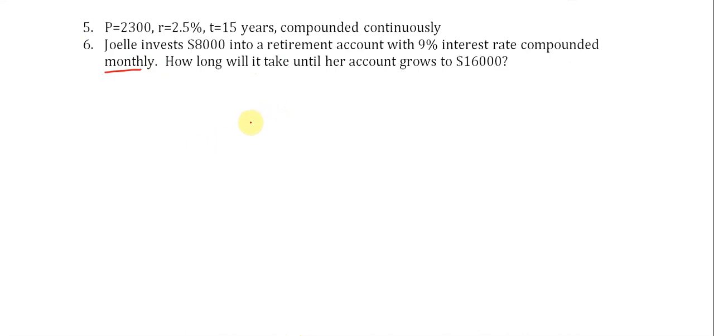And so we set it up as follows. We start with the principal of 8,000, and it is going to be 100% plus the rate, 9%, divided by 12, because we're compounding this monthly. And we're going to do this 12 times per year for some unknown number of years, or t here. And we want this amount to grow into 16,000.